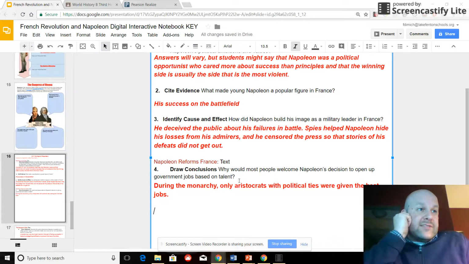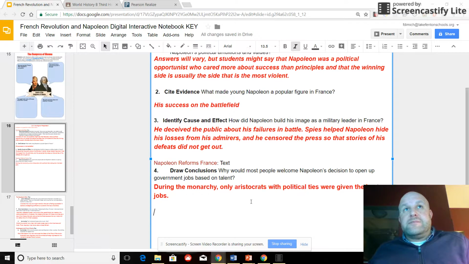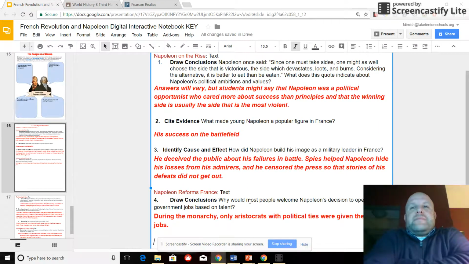So during the monarchy, only aristocrats with those political ties, those people in the first and second estates, were given the best jobs. Now some of the bourgeoisie and the middle class were given opportunities to get into those jobs. So that would make some sense.